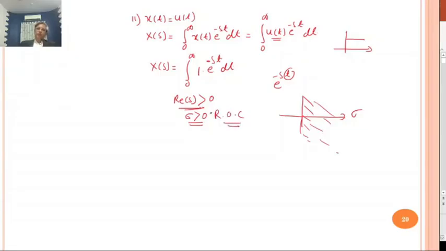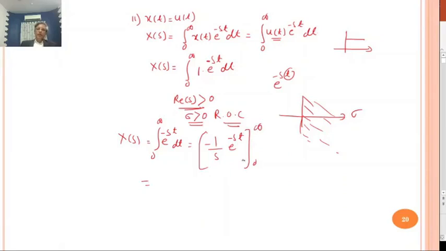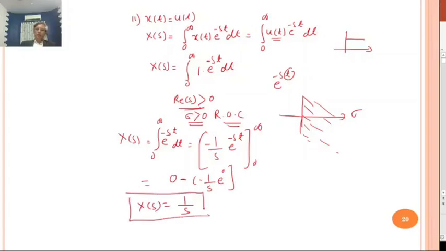Then take the integration. The integral of e raised to minus st dt equals minus 1 upon s e raised to minus st, and substitute the limit 0 to infinity. E raised to minus infinity becomes 0, so 0 minus minus 1 upon s and e raised to 0, that is 1 upon s. This means the Laplace transform of u of t is 1 upon s.